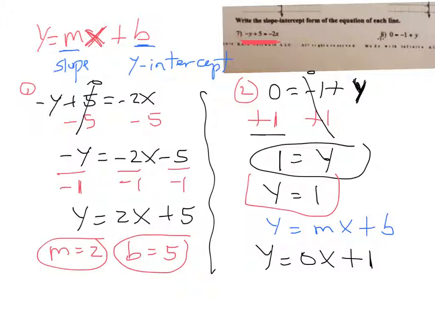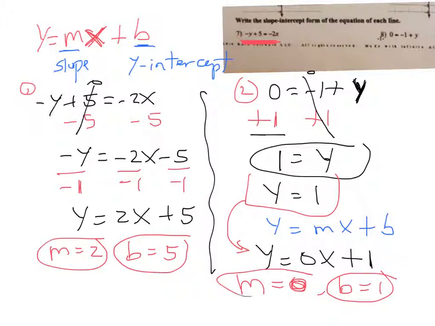Basically, I'm going to rewrite this problem like that so you can identify the slope. From here I know that my slope is whatever is in front of the x, so your slope is 0. And then your y-intercept is going to be 1.